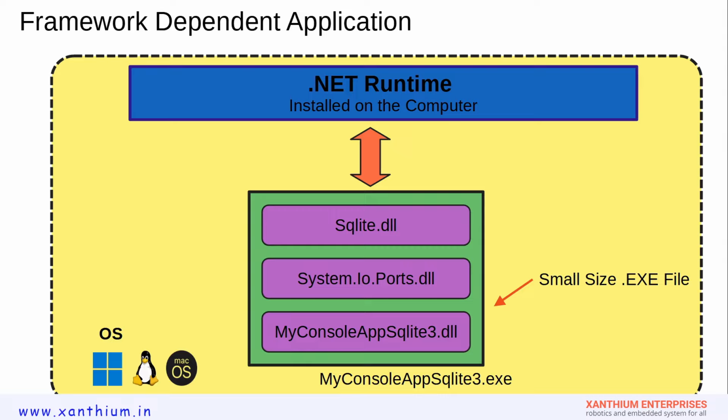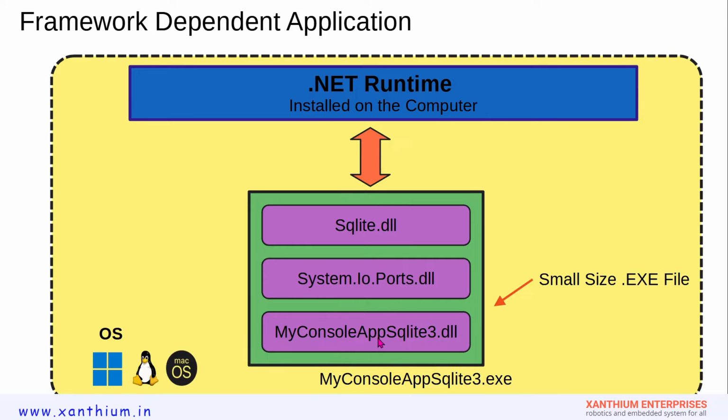This is the block diagram of a framework dependent application. As you can see from here, the yellow box within this dotted line represents the operating system. The operating system can be anything like Windows, Linux, or macOS, and our executable is this particular one, MyConsoleAppSQLite3.exe. It's the same app that we have created in the previous examples. So we have the SQLite DLL and the System.IO.Ports DLL, MyConsoleAppSQLite3.dll, and all the code that is required for this specific application bundled together inside this exe file. So this is a framework dependent application. So only the required DLLs are packed inside this one.